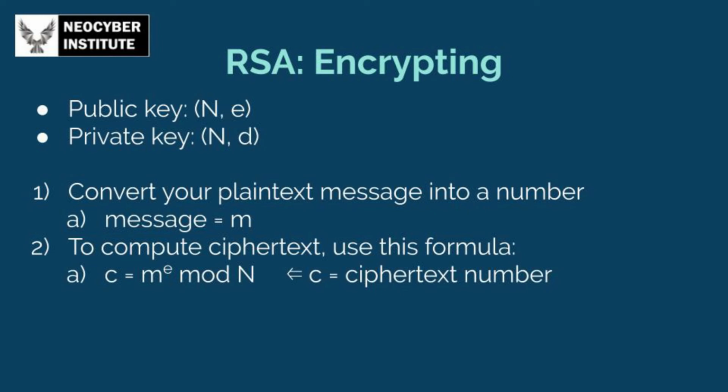The first thing you do when encrypting a message is to convert your message into a number. You could, for example, change the letters into their decimal ASCII equivalent. Your ciphertext number will be your message to the power of E modulo N. Now you can send your encrypted message to anyone, and it should be virtually impossible to decode without the private key.